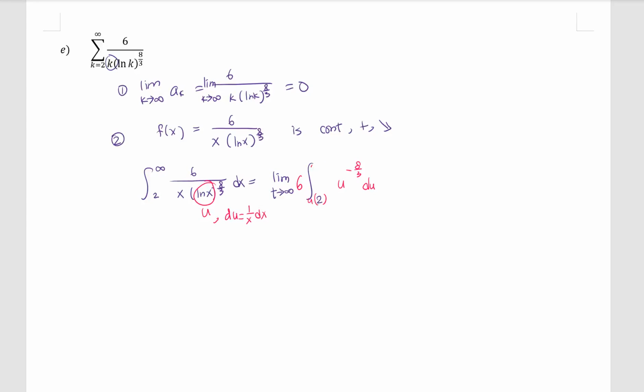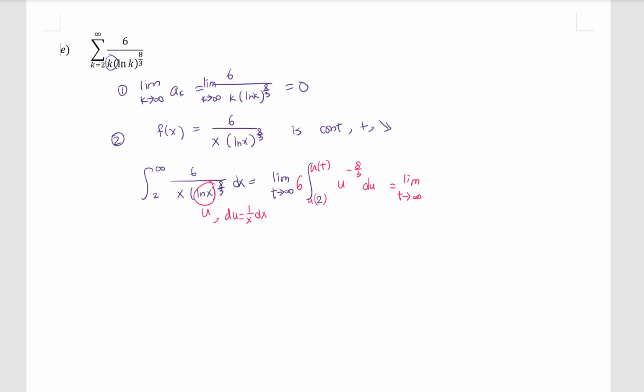Oops, this should be t. So this is u of t. Okay? Yeah, so this is different notation. You can say u of 2, u of t, or you can say x equals 2, x equals t. So either way works. Those are the x values, not the u values. So don't plug the x values into the u, or the u values into the x.